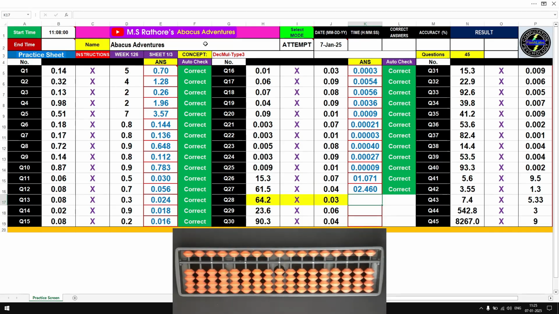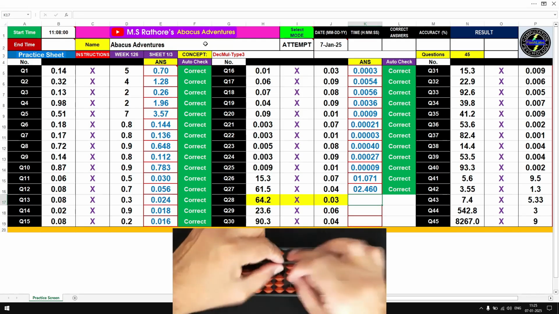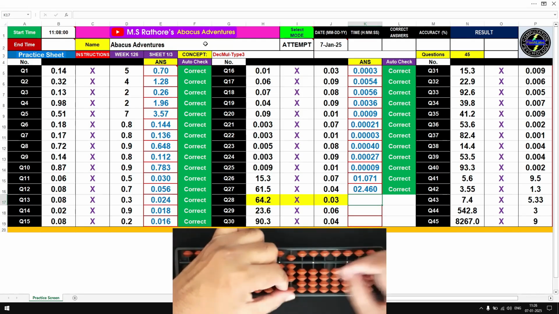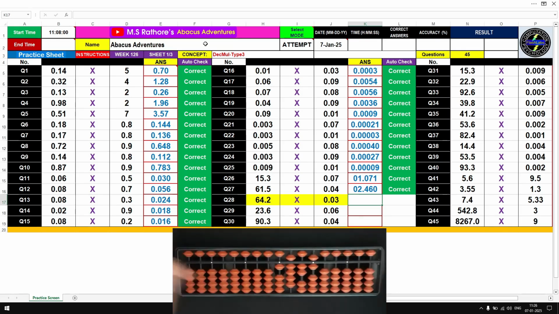Question number 28, 64.2 multiplied by 0.03, the same rules. Let's begin from rod number 1. 3 6s are 18, 3 4s are 12, 3 2s are 0, 6, and the answer starts from here, 01.926.